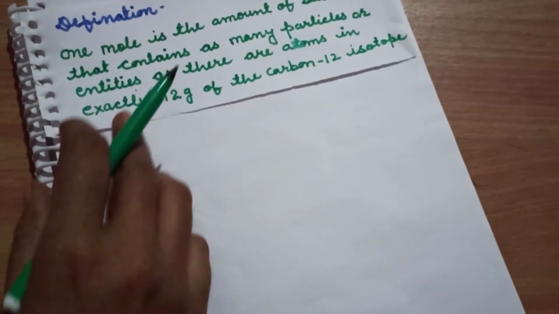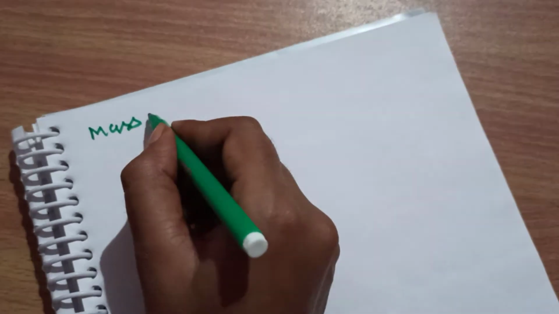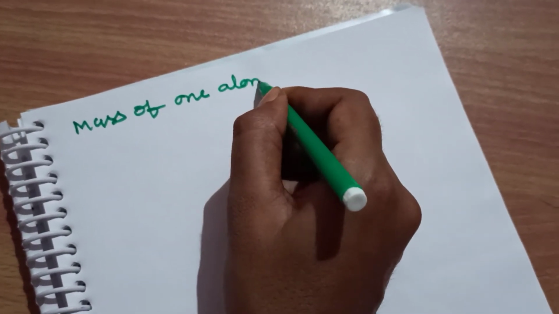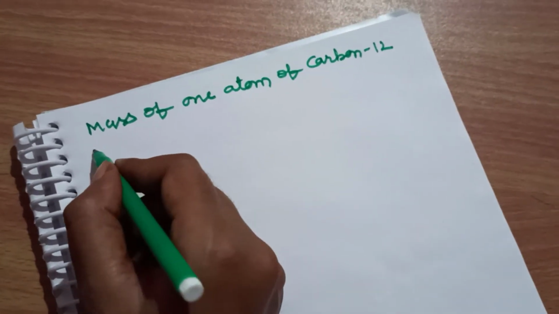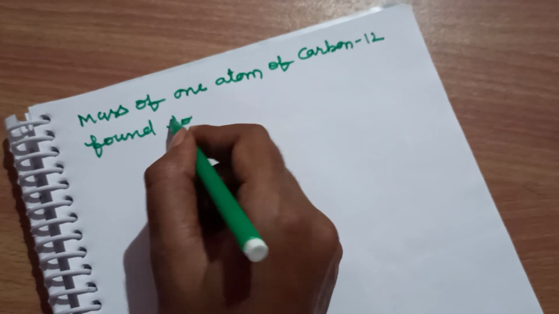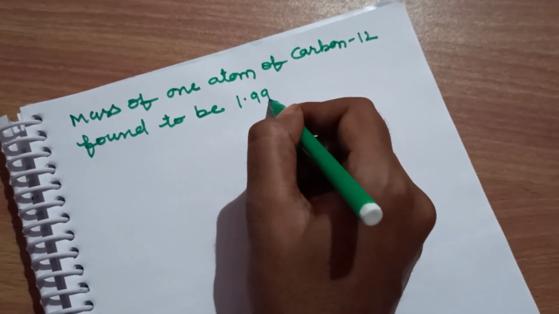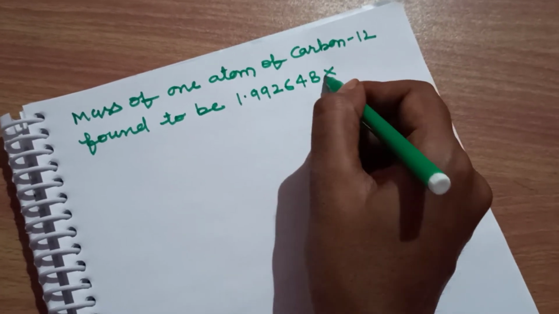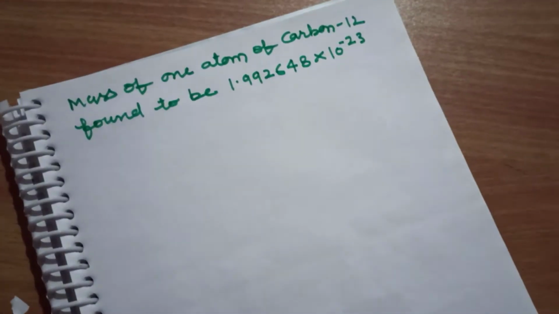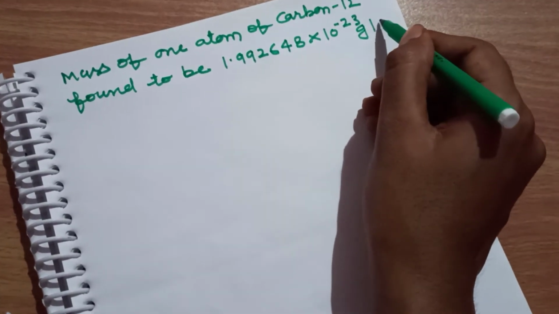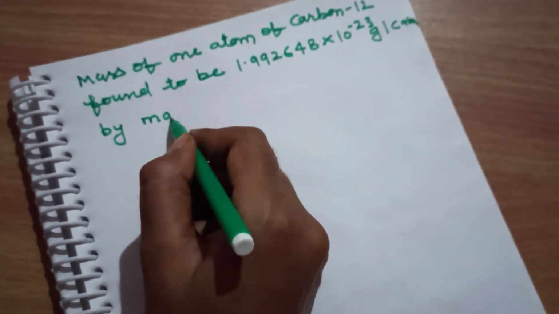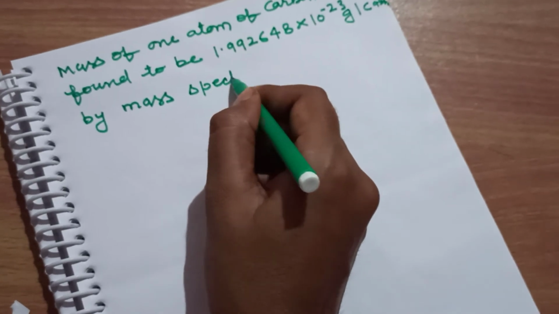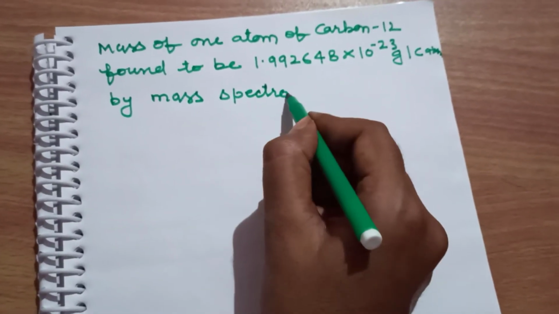Let us understand how this number comes. Mass of 1 atom of carbon-12 is found to be 1.992648 × 10^-23 gram per carbon atom by mass spectrometry.